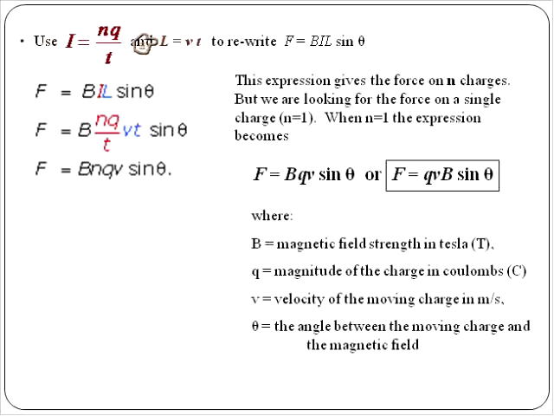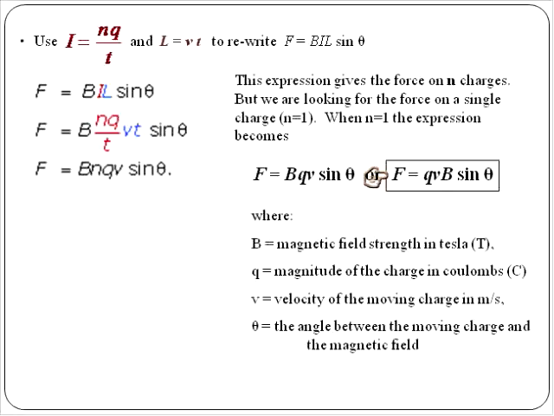L equals v times t. We substitute those in for I and L. So we get B nq over t times vt. The t's cancel, leaving me with this. F equals BnqV sine theta. So that's n charges. But we're looking for a single charge, so I'm going to say let's let n equal 1. And if n equals 1, we get this. Bqv sine theta. But it's written like this on your formula sheet. qvB sine theta. Just changing the order, that's all.